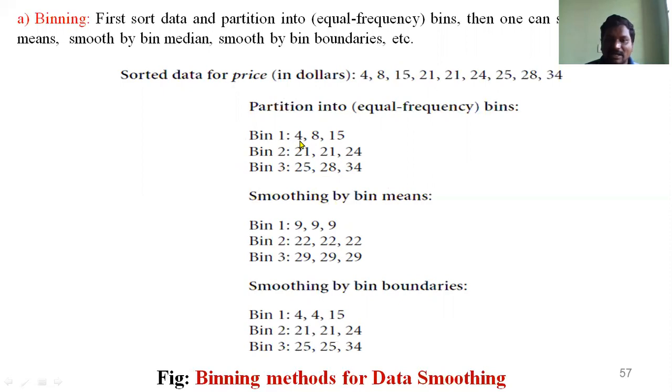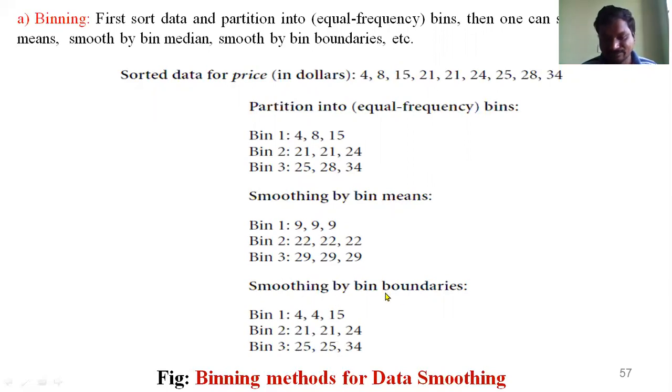Here you will calculate for 4, 8, 15: 9 is the average or mean value. From the mean value you get 9, 9, 9. It is smoothing by bin means. Then 21, 21, 24, average value 22, so I am writing 22, 22, 22. And then 25, 28, 34, among these values 29 is the average value, so 29, 29, 29. In this way you will identify the bin means.